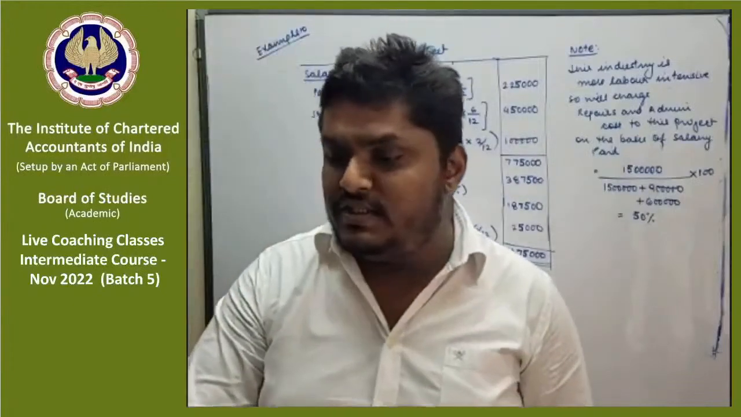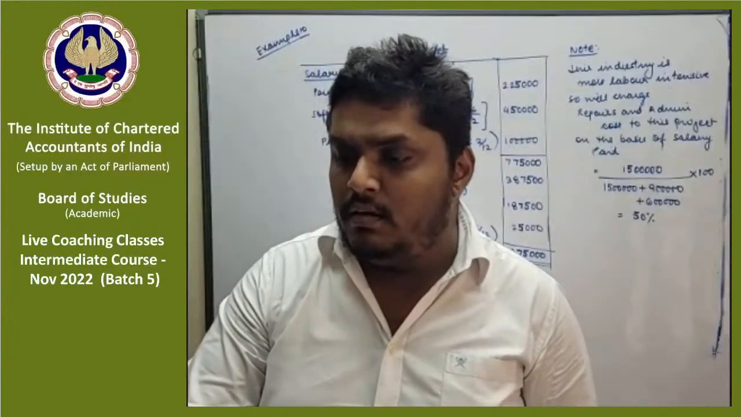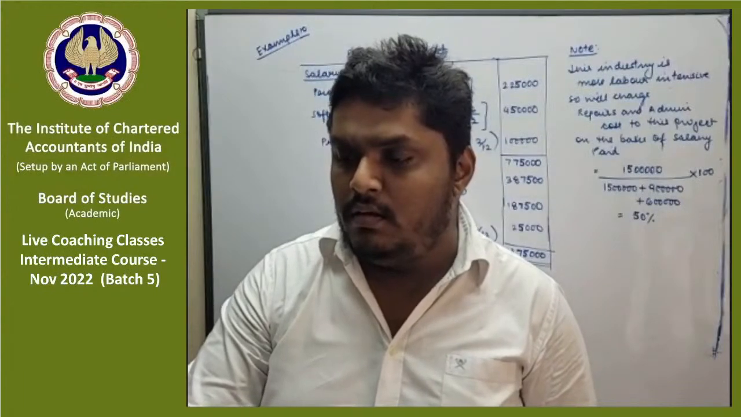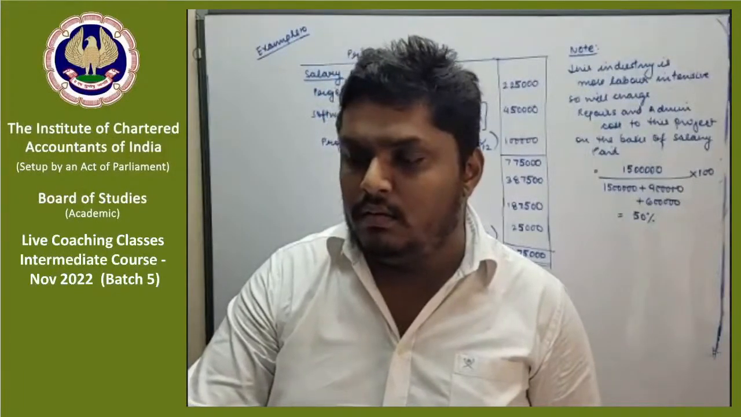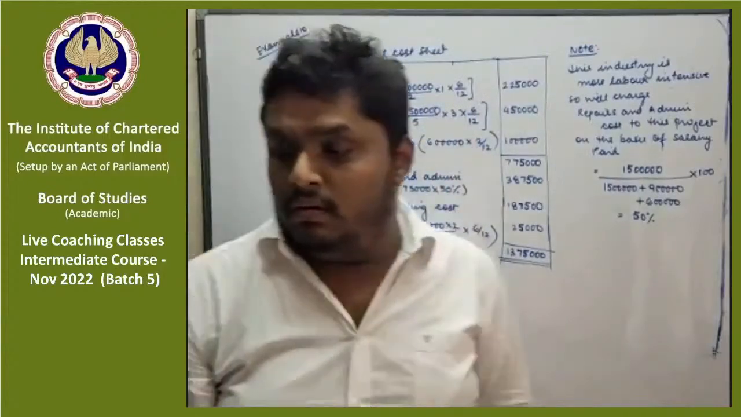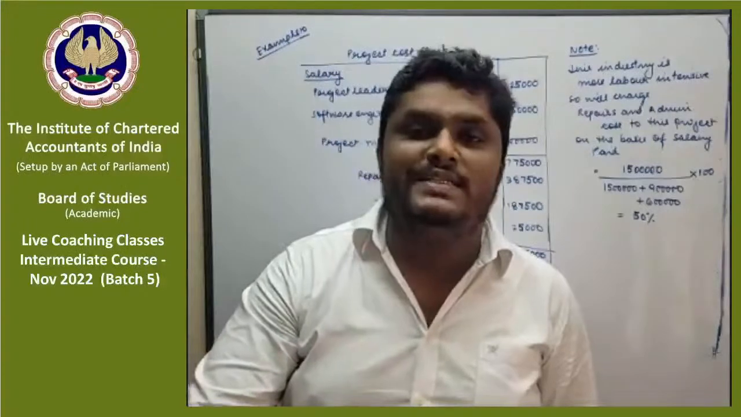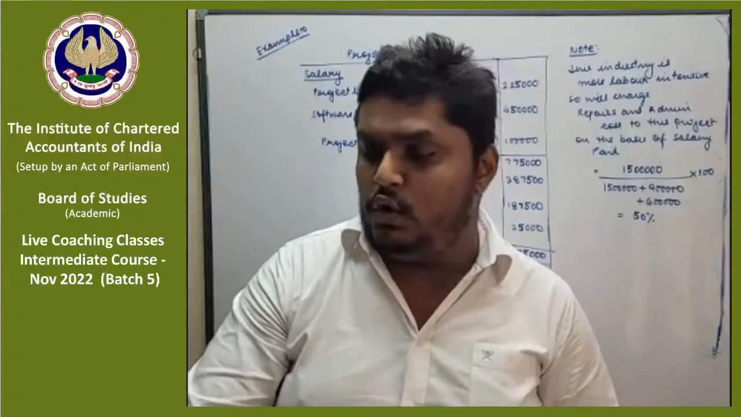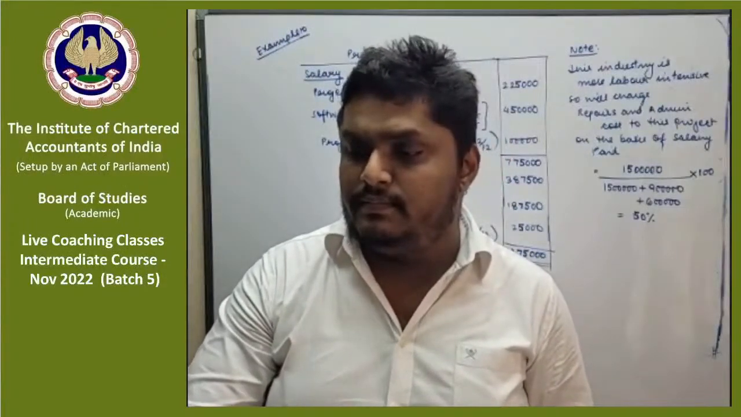Very good, Prabhas Jain. 6 lakh into 2 by 12, because it is given in the question that he has devoted 2 months' time to this project.